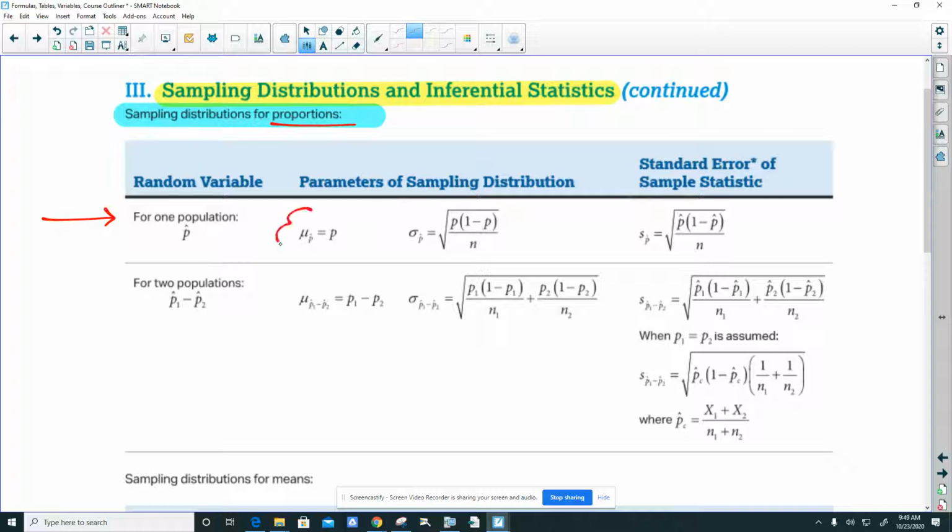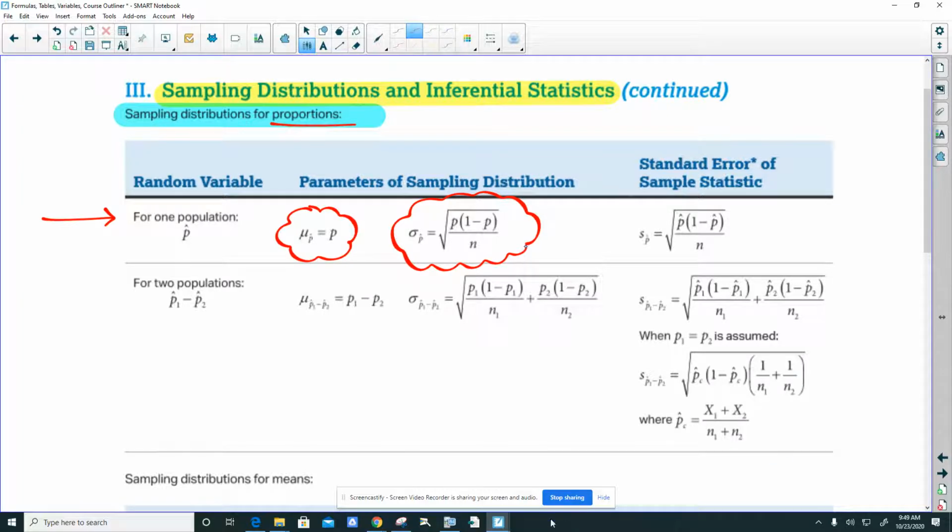This was the formula for how to find the center of your sampling distribution for p hats, and it should be exactly where your population proportion is. And then how to get the spread, the standard deviation of your sampling distribution of p hats is this formula here. We will talk about the third formula in this row as it comes up, but those are the two that we just want to focus on right now.